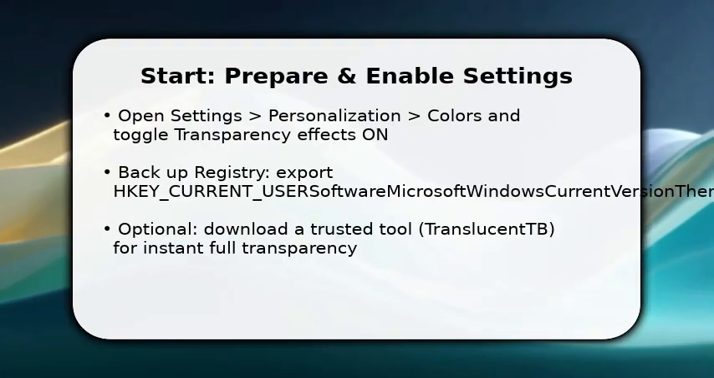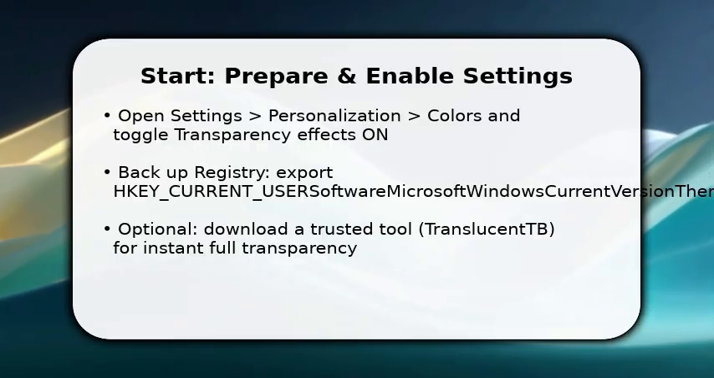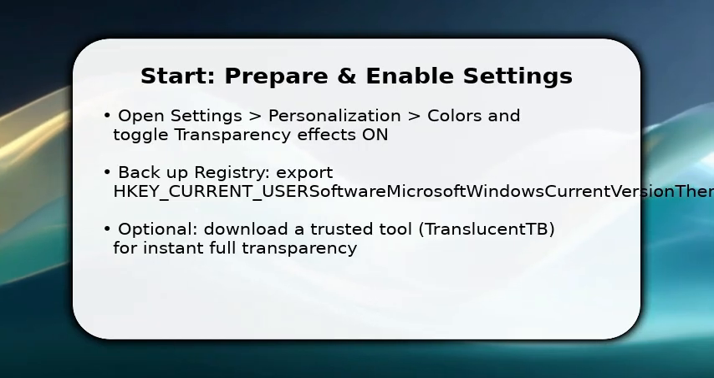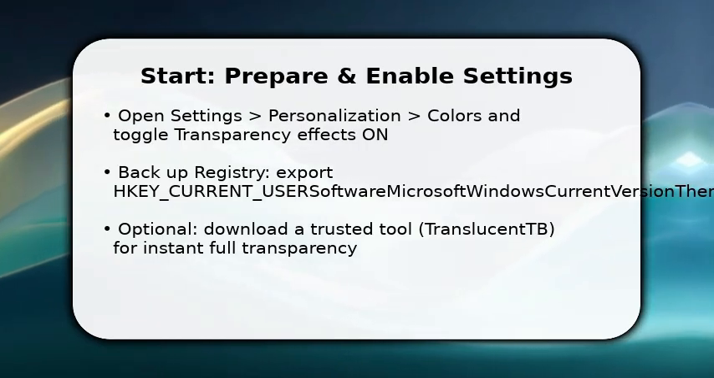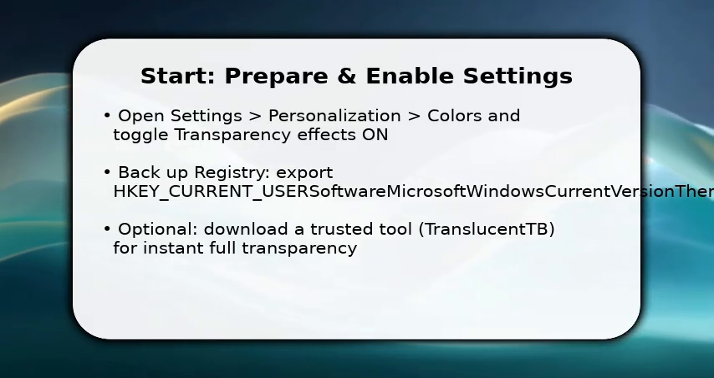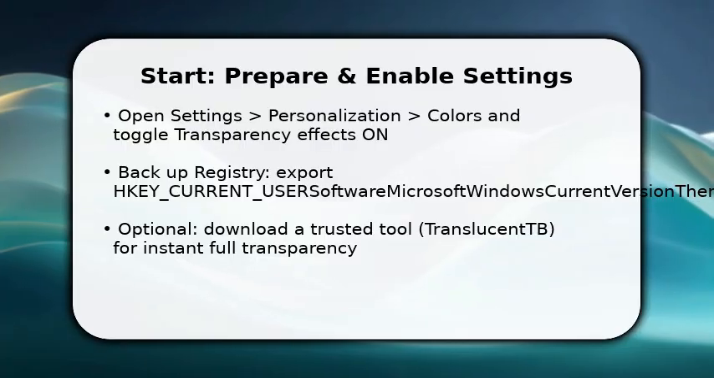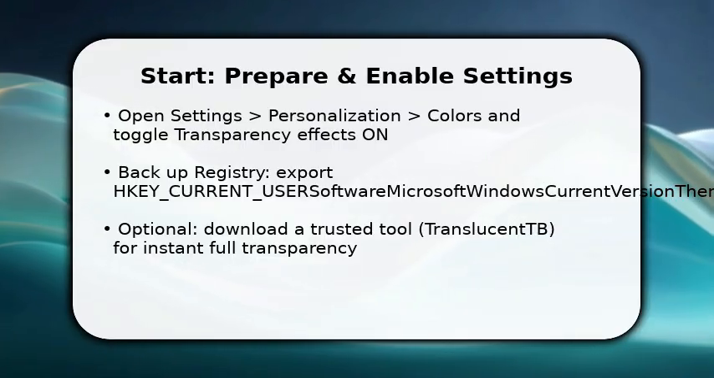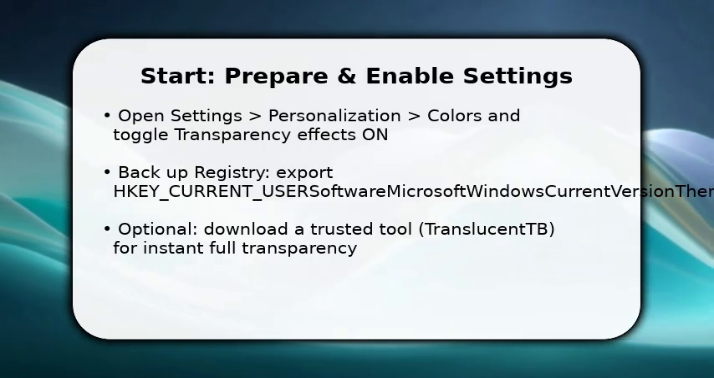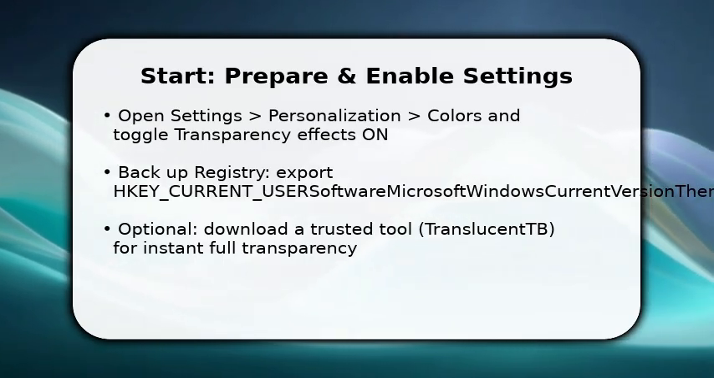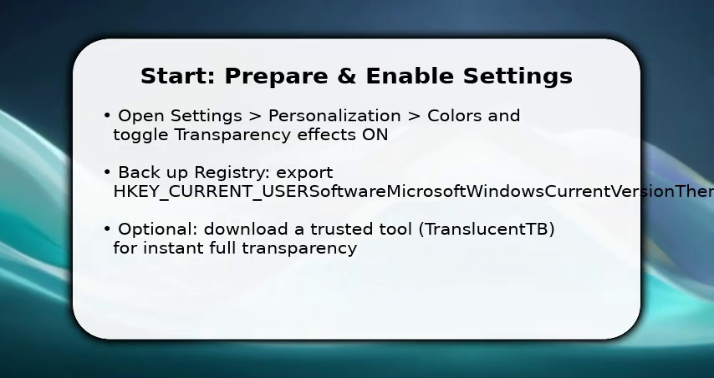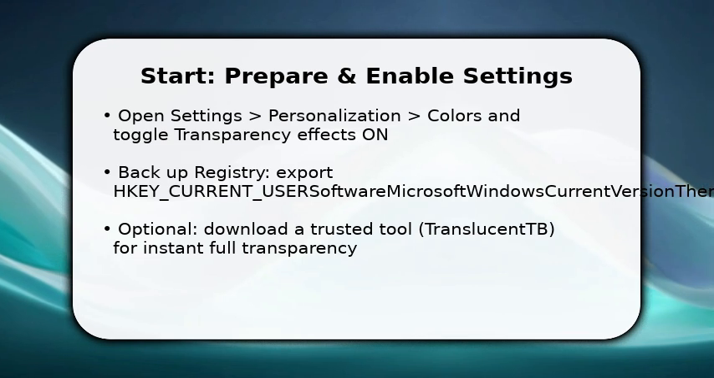You begin by enabling built-in transparency, so Windows respects alpha values. Open Settings, go to Personalization, then Colors, and toggle Transparency Effects on. Once done, back up the registry key under HKEY_CURRENT_USER/Software/Microsoft/Windows/CurrentVersion/Themes. This lets you revert. If you prefer more control, download a trusted utility like TranslucentTB. It provides immediate results without editing system keys.